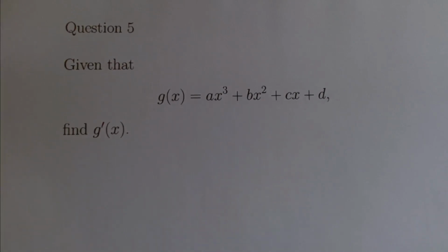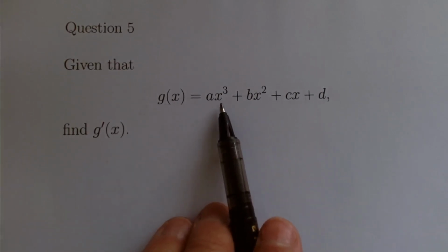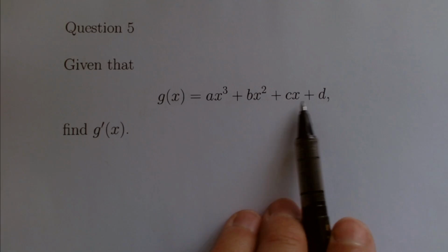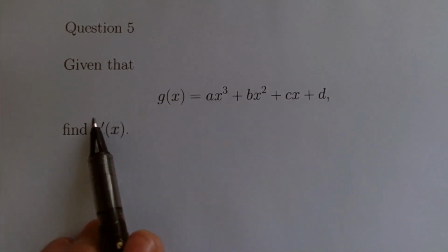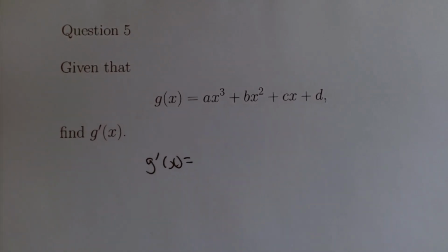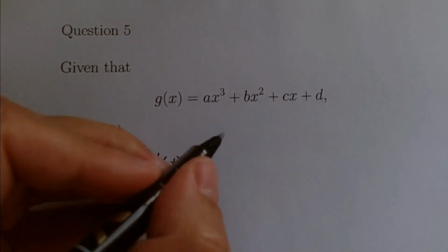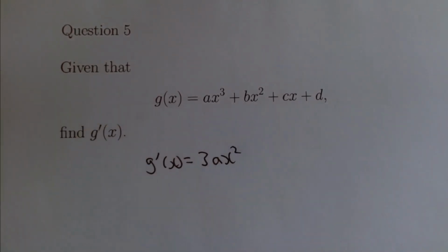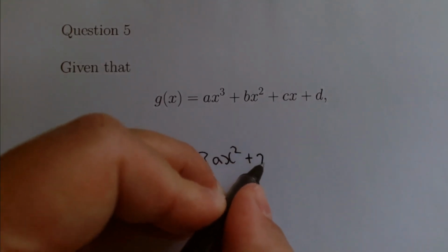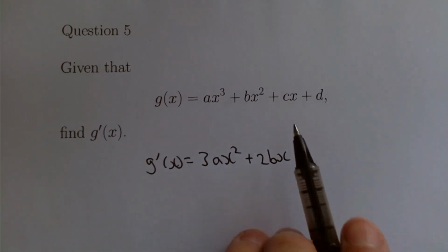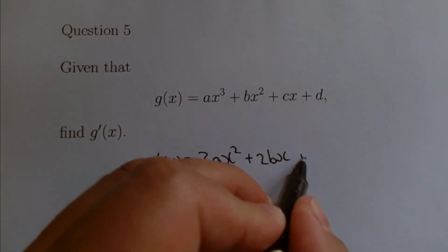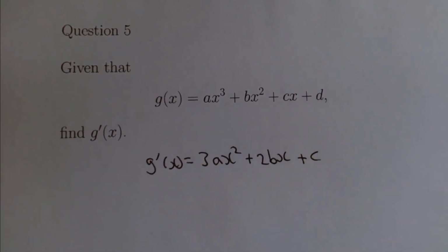Okay, question number 5. We're given a function g of x equals ax cubed plus bx squared plus cx plus d, where a, b, c and d are constants, and we need to differentiate it. So g dash of x, the 3 comes down to multiply the a, so you get 3ax squared. The 2 comes down and multiplies the b, 2bx. The cx, that's the linear term, so the x becomes a 1 and we're left with a c, and the d becomes a 0.